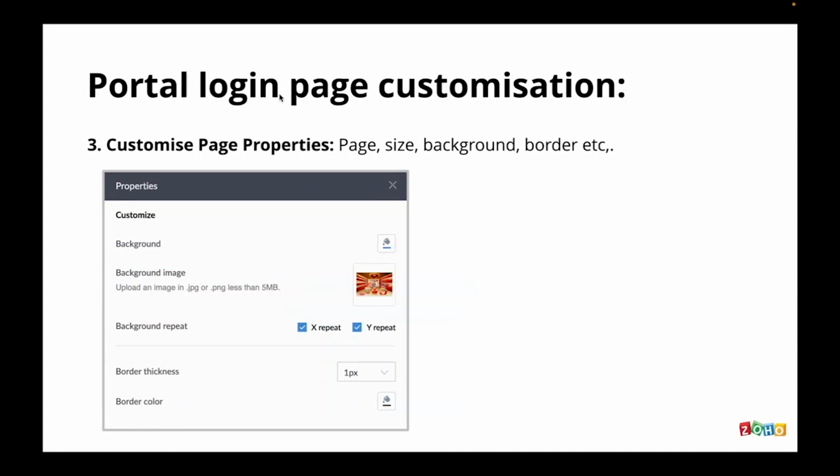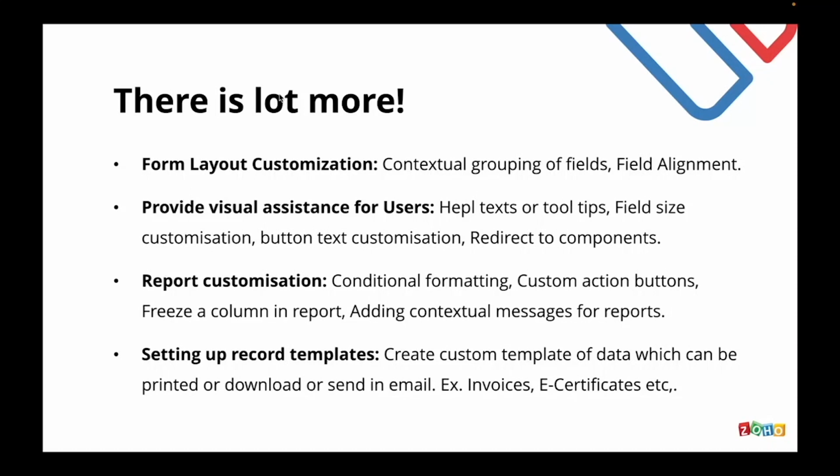And the third option is to customize the page property. So this is where you choose the page size, background color, or border size or thickness, or you can even add a background image to the page. So these are the three customizations which are available for a portal login page. And this is not it. We have a lot more with respect to customizing the application.